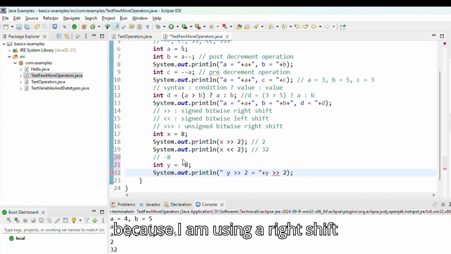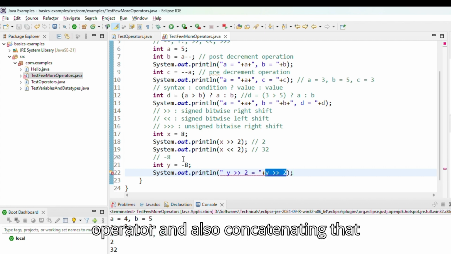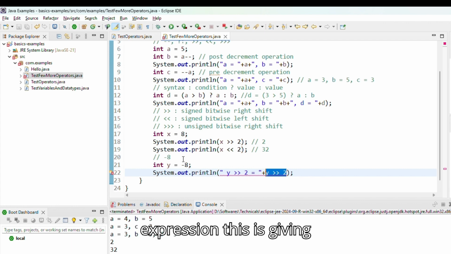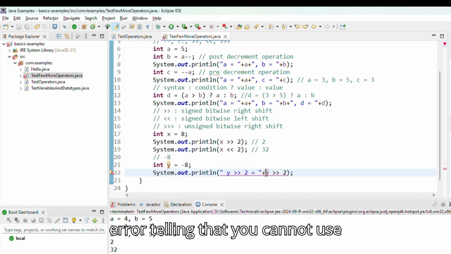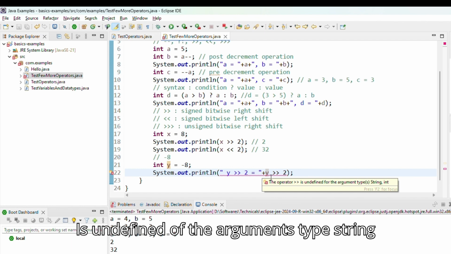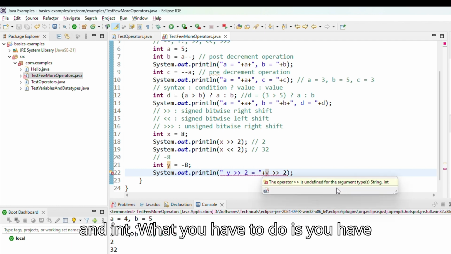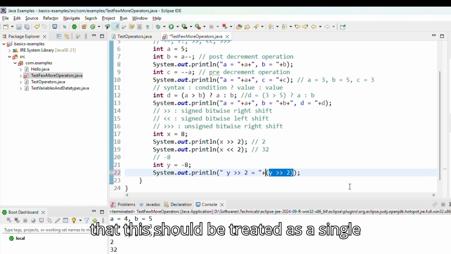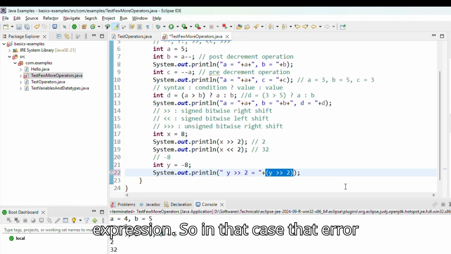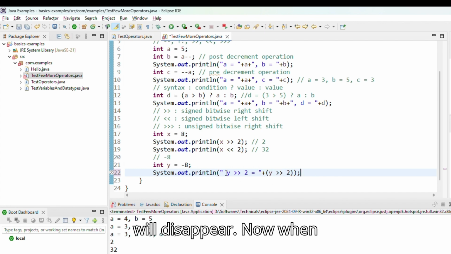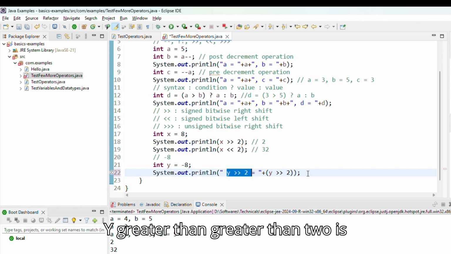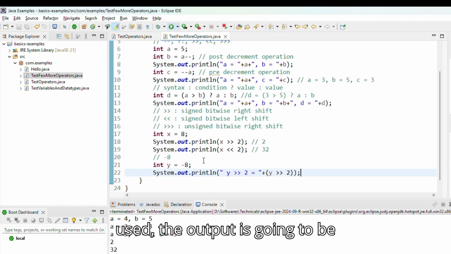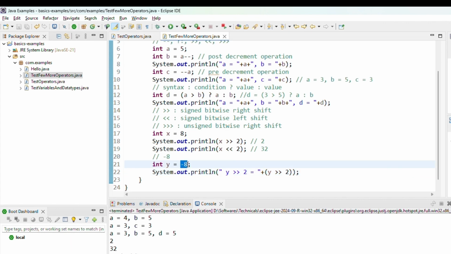Because I am using a right shift operator and also concatenating that expression, this is giving an error telling that this operator is undefined for the argument types string and int. What you have to do is wrap these things so that this is treated as a single expression. Then that error will disappear. Now, when y right shift 2 is used, the output is going to be minus 8 divided by 2 twice, meaning it is going to be minus 2.